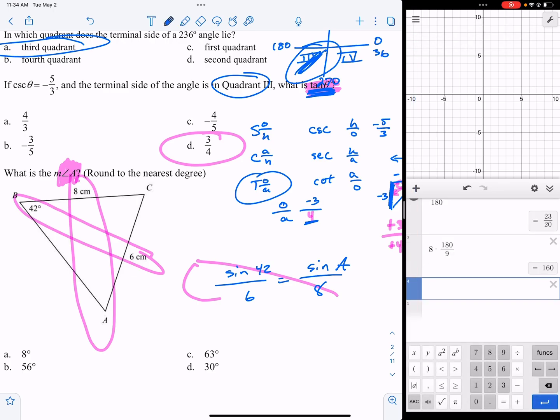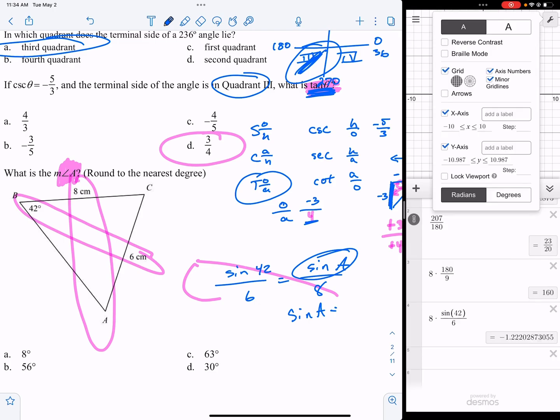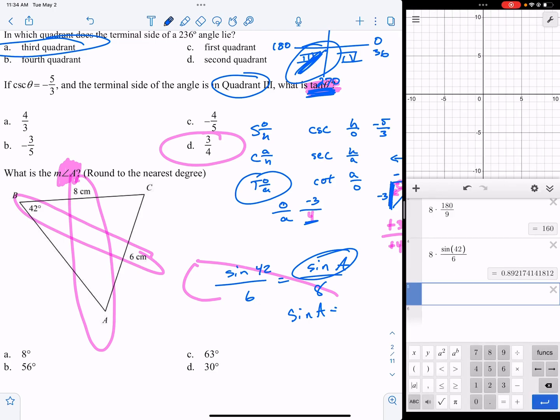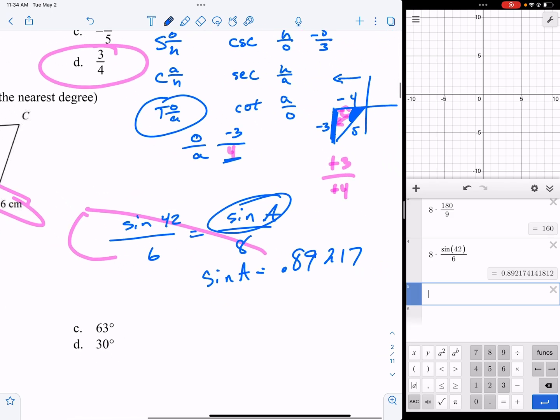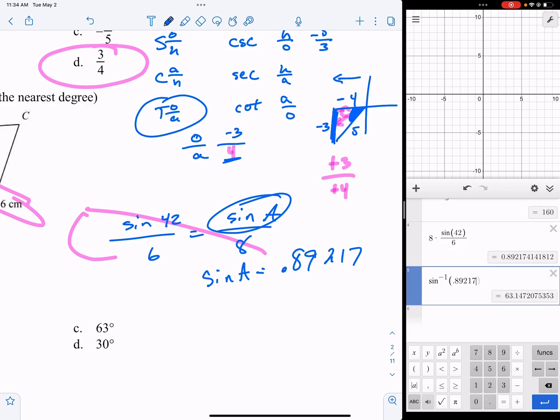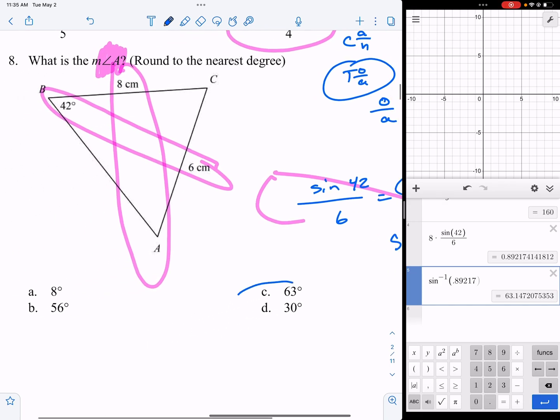So 8 times sine 42 divided by 6. That is equal to sine A. Let me make sure we're in degrees. Nope, we're in radians. Sine of A is equal to 0.89217, whatever. That's not the answer. That's what sine A is, so we've got to undo that. So sine inverse of 0.89217, 63.14. So 63.